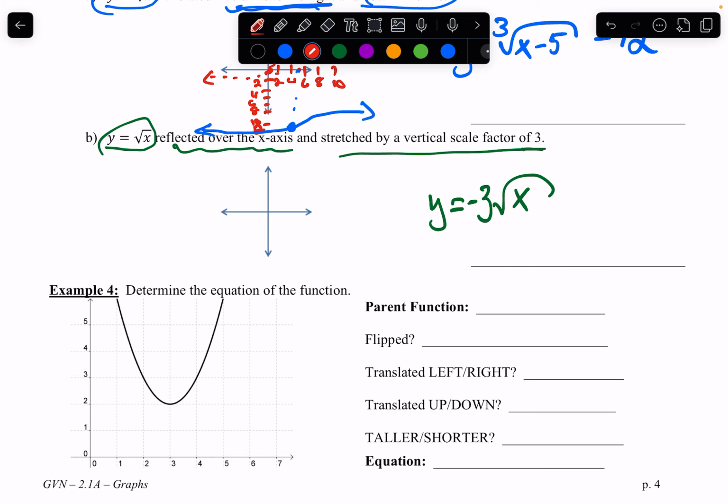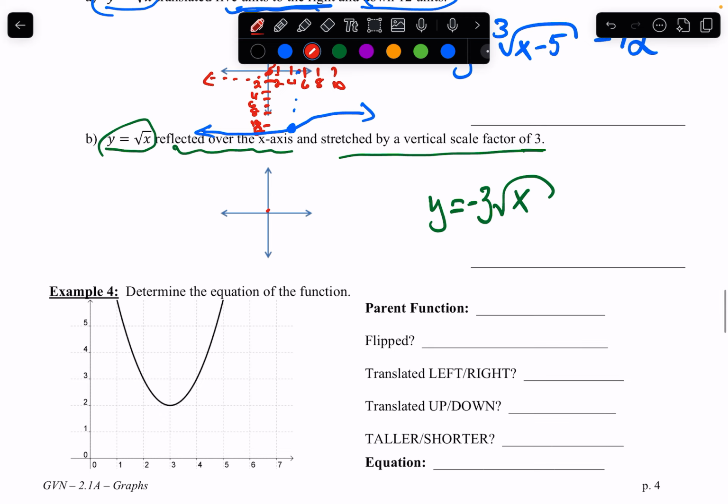Now, our parent function again for the square root looks something like this. We're reflecting it and stretching it vertically, so it'll be something like here. There really should be a larger difference between those two, but it should be 3 times when you're graphing it, but without an actual grid, it's hard to graph.